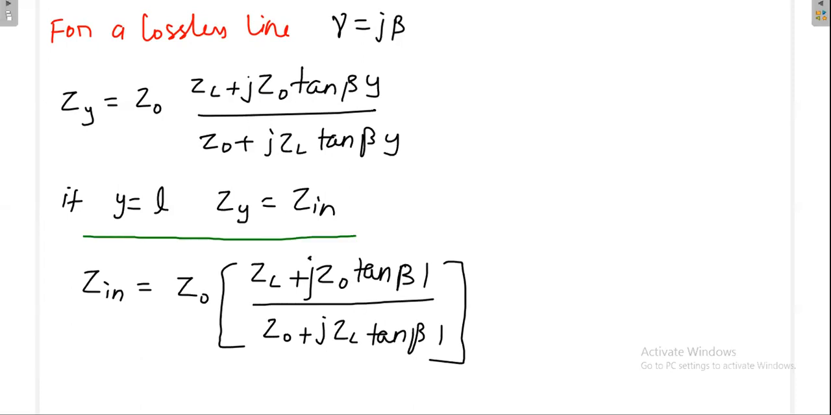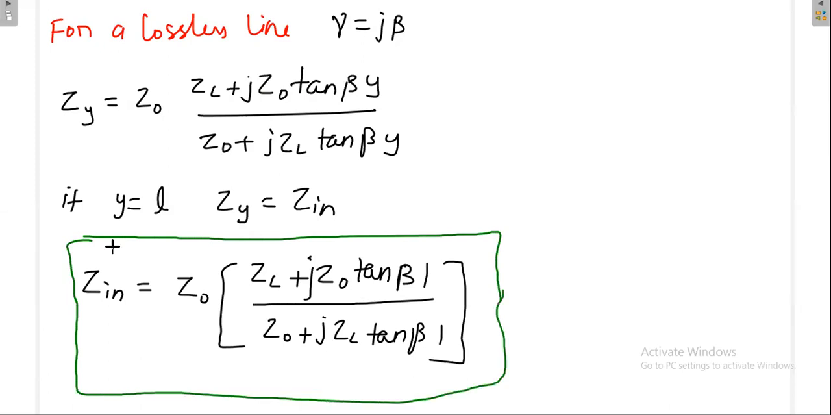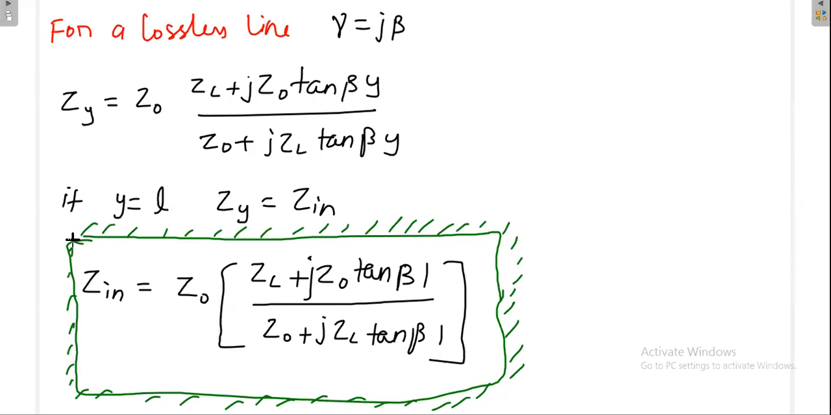What is the input impedance of the transmission line? Always they will give you the lossless line. That's why you have to always remember this formula. A little bit bigger formula, but somehow you have to remember. The input impedance of the transmission line is equal to Z naught times (ZL plus j Z naught tan beta L) divided by (Z naught plus j ZL tan beta L).